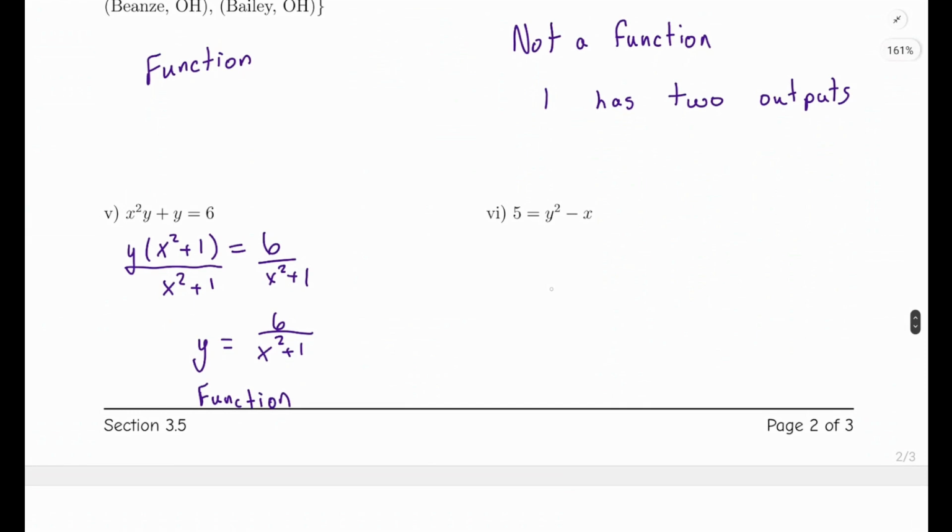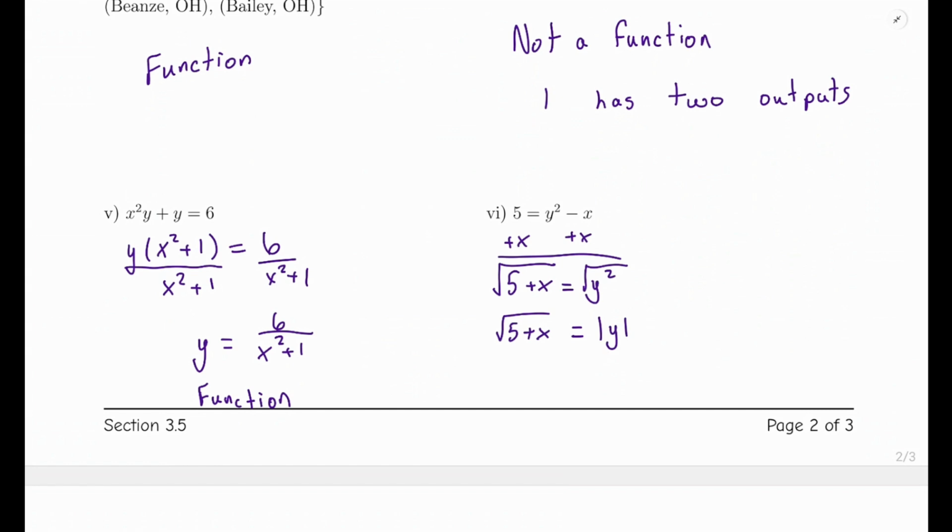Now for part 6, if I solve for y, I'm going to add x to both sides first. Get 5 plus x equals y squared. Take the square root of both sides. You get the square root of 5 plus x. And actually, in case you did not know already, the square root of something squared is the absolute value of that something.